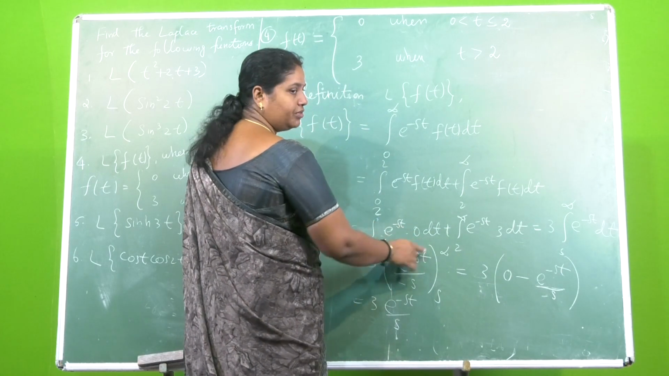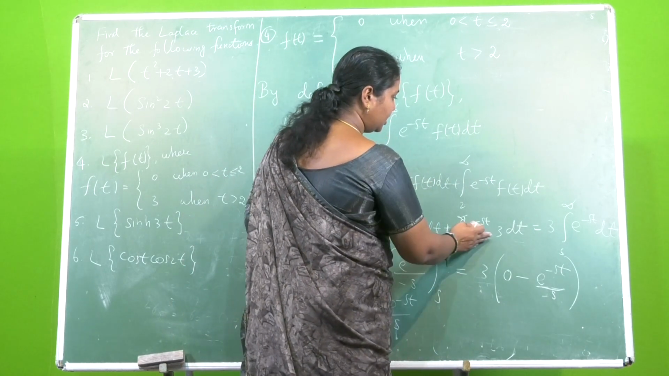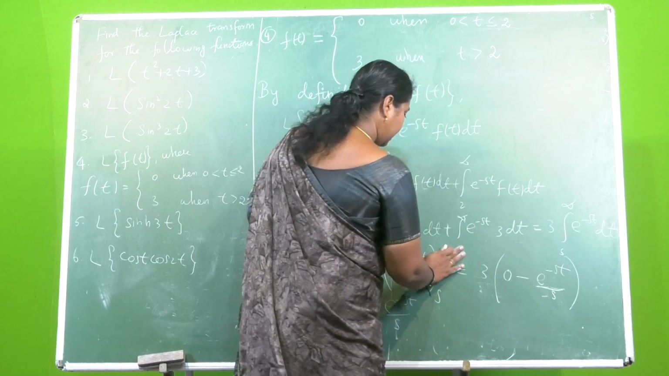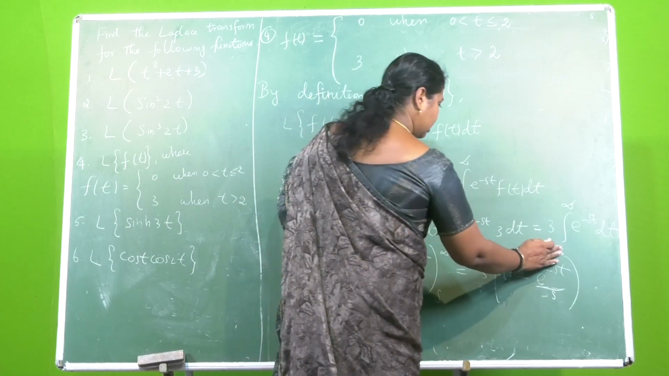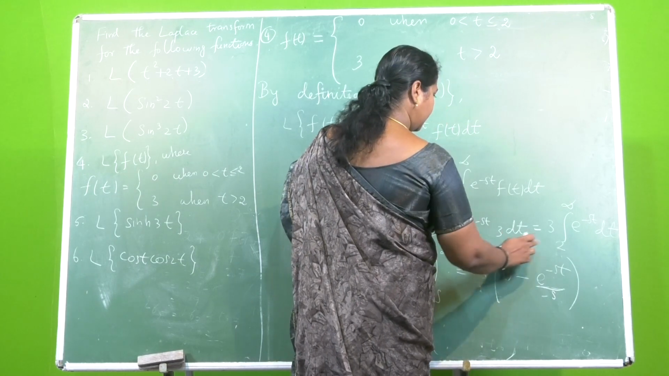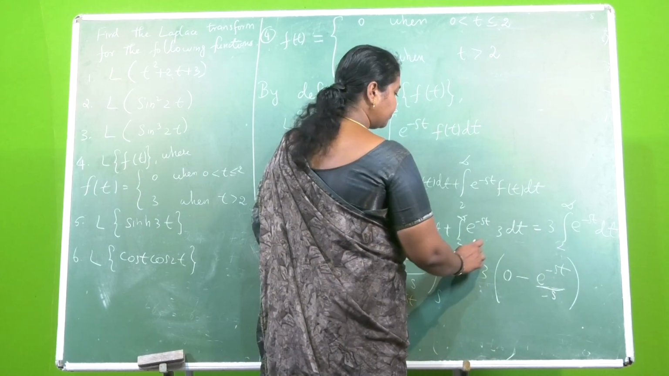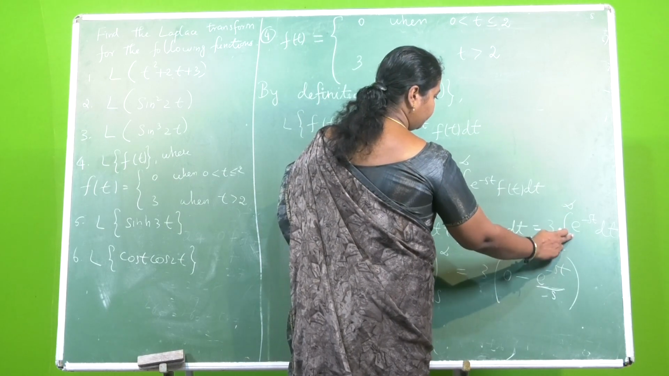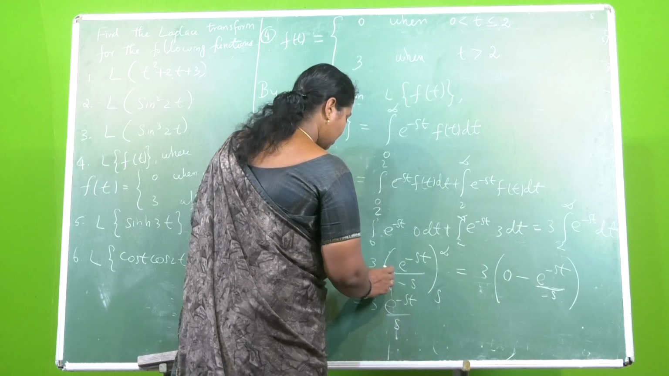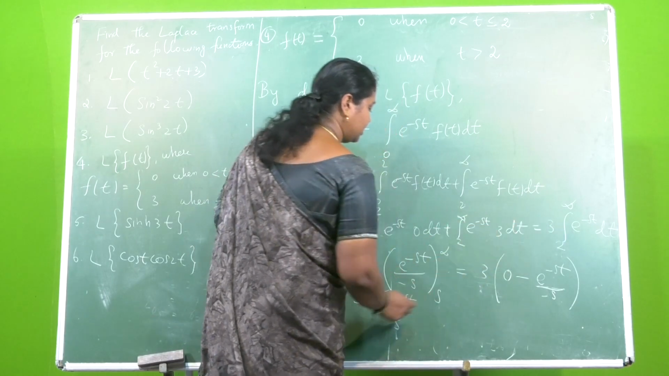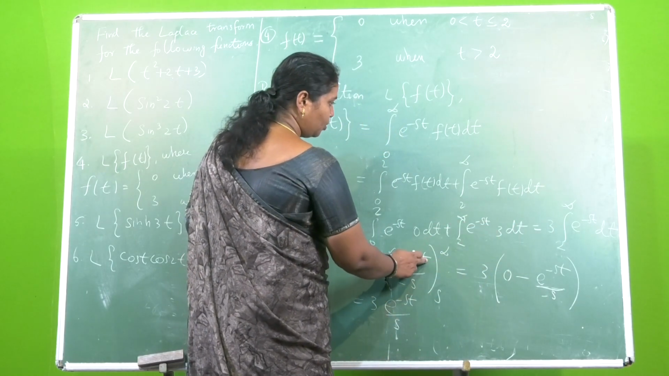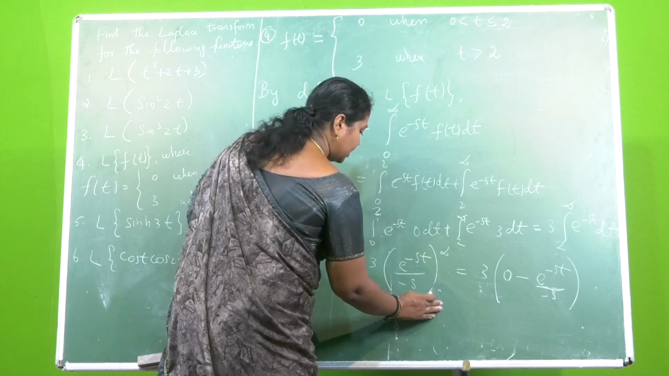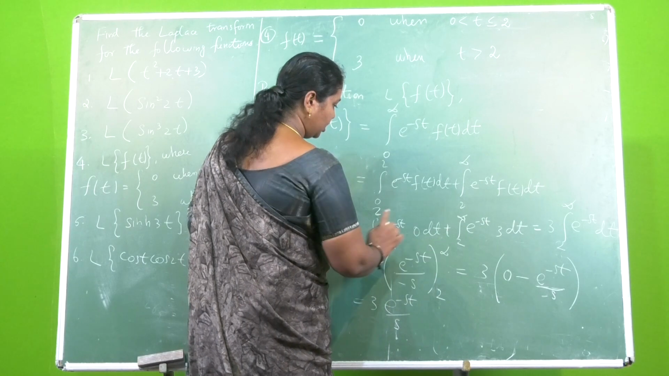So 0 into something is 0, so the first integral becomes 0. The second integral is the integral from 2 to infinity of e power minus st dt. We take the constant 3 outside, so 3 times the integral from 2 to infinity of e power minus st dt. Now the integration of e power minus st is e power minus st divided by the constant minus s, and the limit is from 2 to infinity.